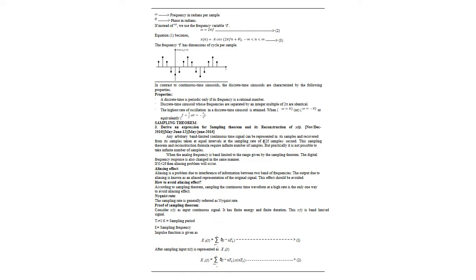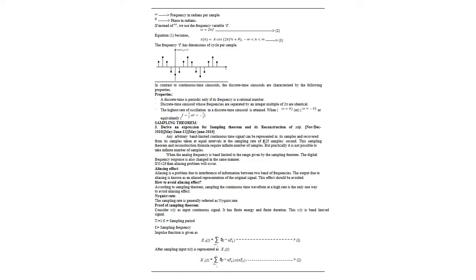So instead of ω we have to use the frequency variable, that is ω = 2πf. So then the equation becomes x(n) = A cos(2πfn + θ), for minus infinity less than n less than infinity. Okay, so next the properties: a discrete time sinusoid is periodic only if the frequency is a rational number. Frequencies separated by integer multiples of 2π are identical.